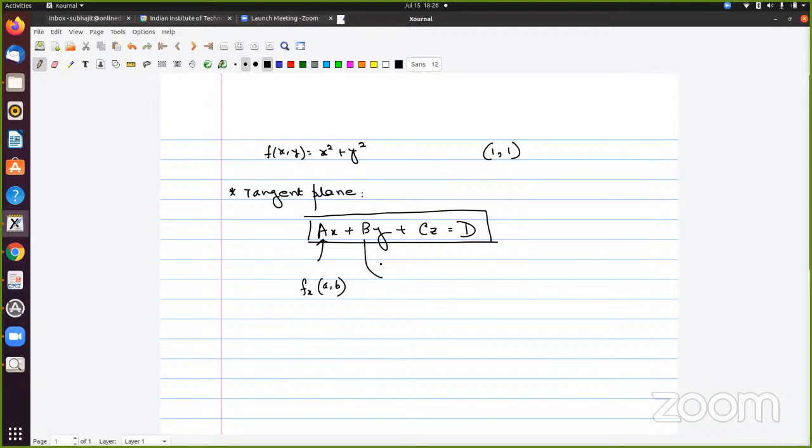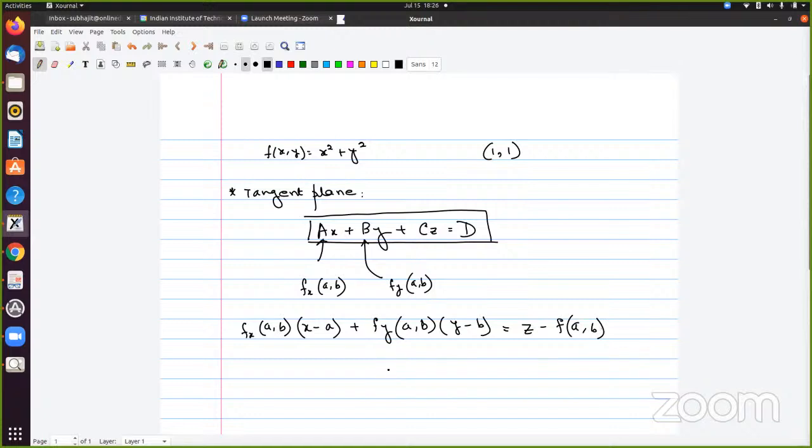This is a. What is your b? f_y of (a, b). Okay, fine. So if we write down the equation, it should pass through this point (a, b), right? So x minus a, y minus b, then what should be the other one here? z minus f of (a, b), correct?